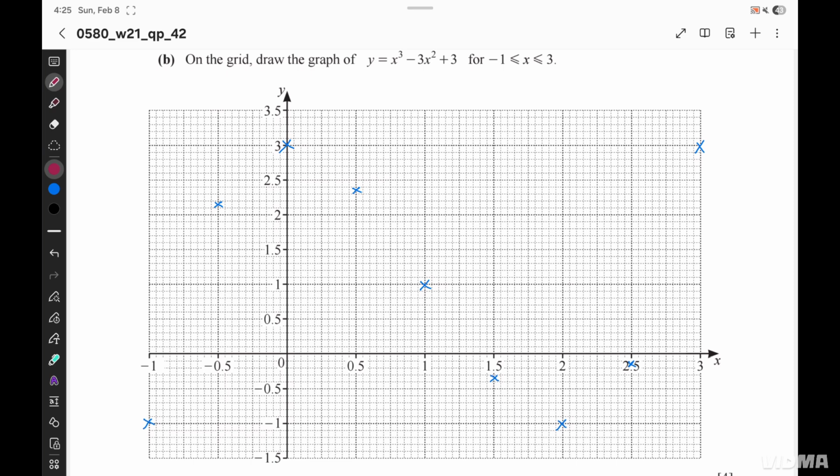Let's draw the curve. I can do a little bit better from this side. Now it's fine.